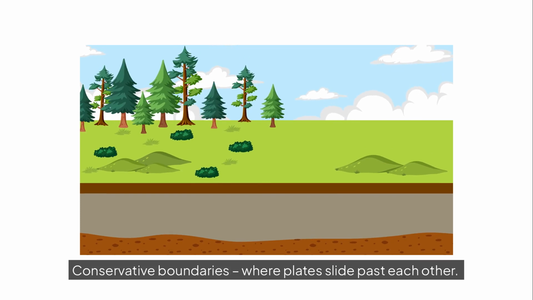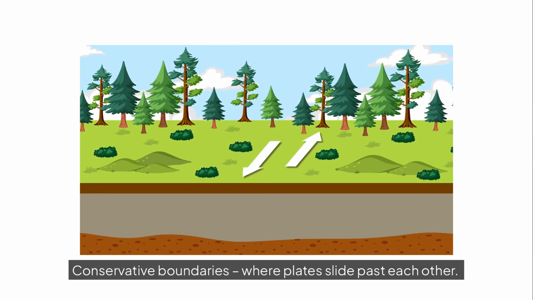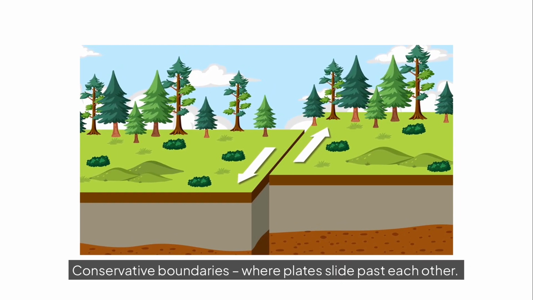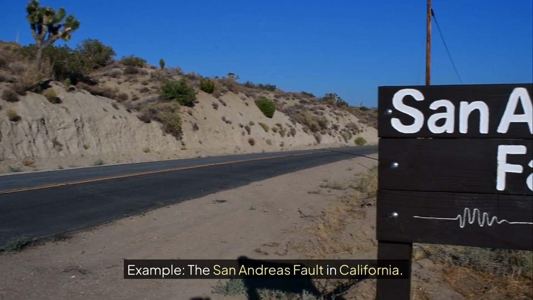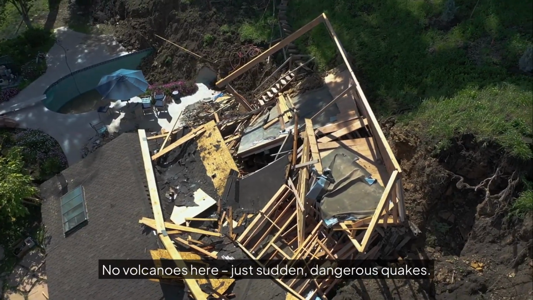Conservative boundaries, where plates slide past each other. Friction builds up, then suddenly releases, causing earthquakes. Example, the San Andreas Fault in California. No volcanoes here, just sudden dangerous quakes.